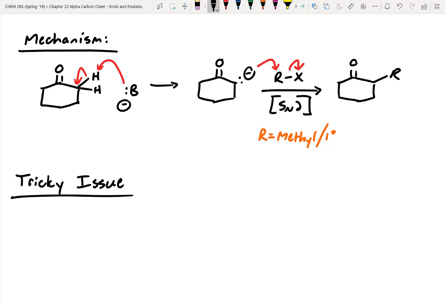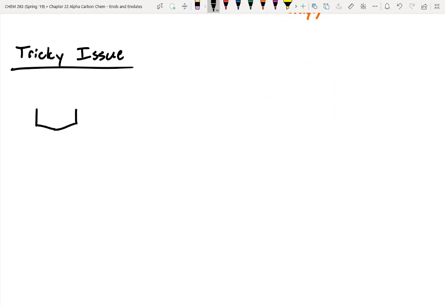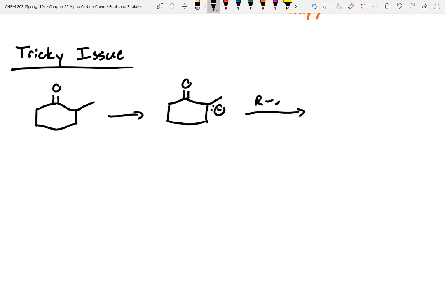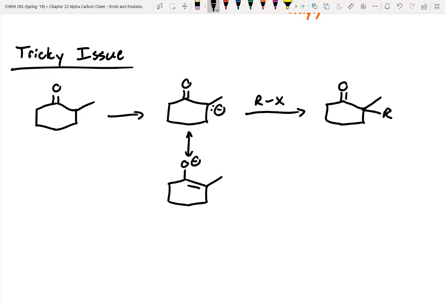So tricky issue. Let's say we have the following starting material. Under certain circumstances, we can make this enolate. Let me clean this up a bit. Where the negative charge is on the right-hand side. And then we can react this with some sort of alkyl halide to give us that, right? We said that this actually makes a lot of sense, right? Because we know that this is resonance stabilized, where we can delocalize that negative charge to look like that.